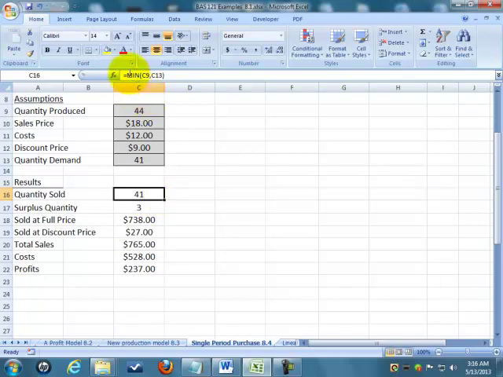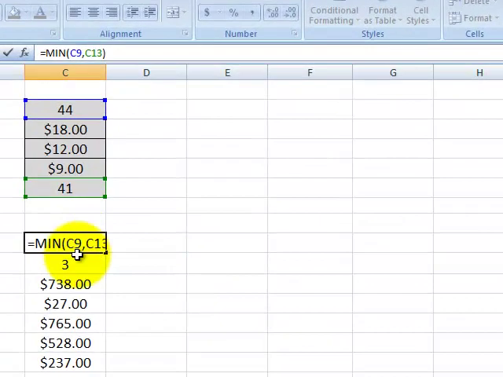if you look right up here, it's the minimum between my quantity produced and my quantity demanded, which makes sense. I can't sell more than I produce, and I can't sell something if there's no demand for it. So what I sell is the minimum between the two.